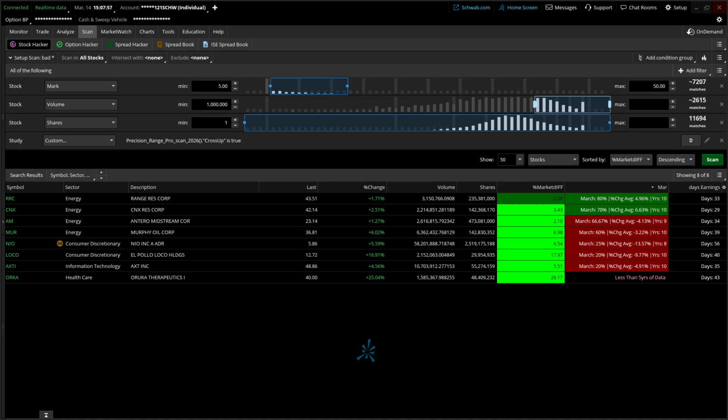These are the results that we got from our cross up on the Precision Range Pro. Let's go look at some of these. I have it sorted by market difference. That's basically if it's trading better than the S&P 500. So we'll look at this one right here, this healthcare one.